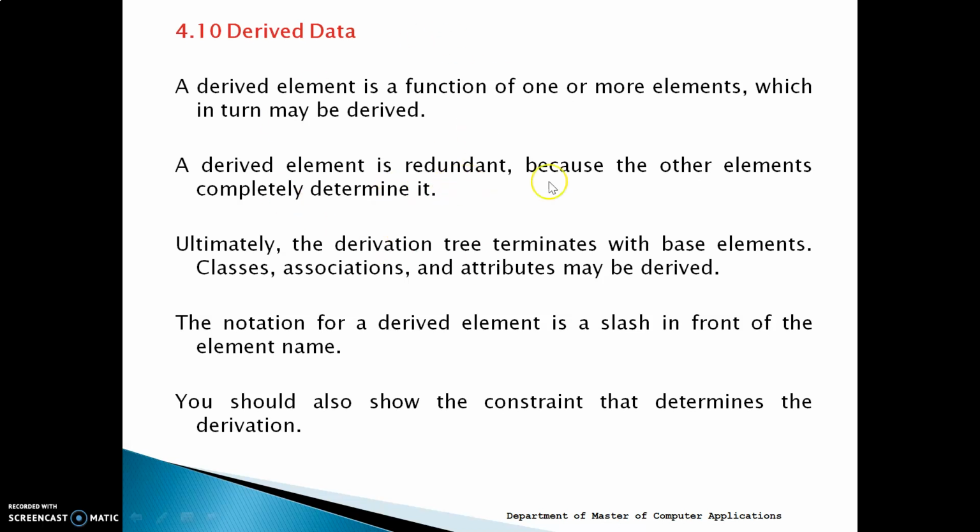A derived element is redundant because the other elements completely determine it. So you need not again define age by saying so and so, right? You can derive it. Ultimately, the derivation tree terminates with base elements. Classes, associations, and attributes may be derived. The notation for a derived element is a slash in front of the element name. You should also show the constraint that determines the derivation. So to show that it is derived data, first you put a slash and then tell how that is being derived through a constraint.